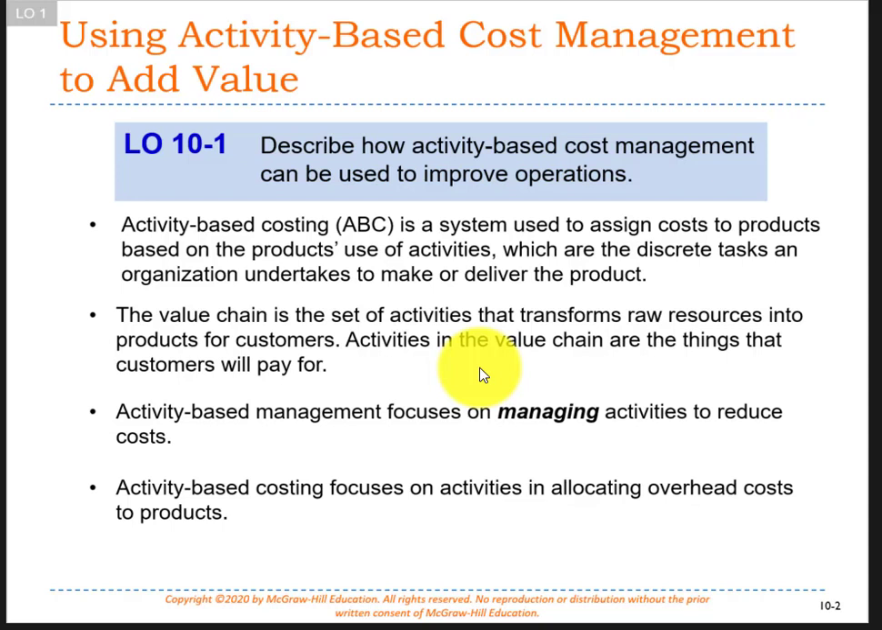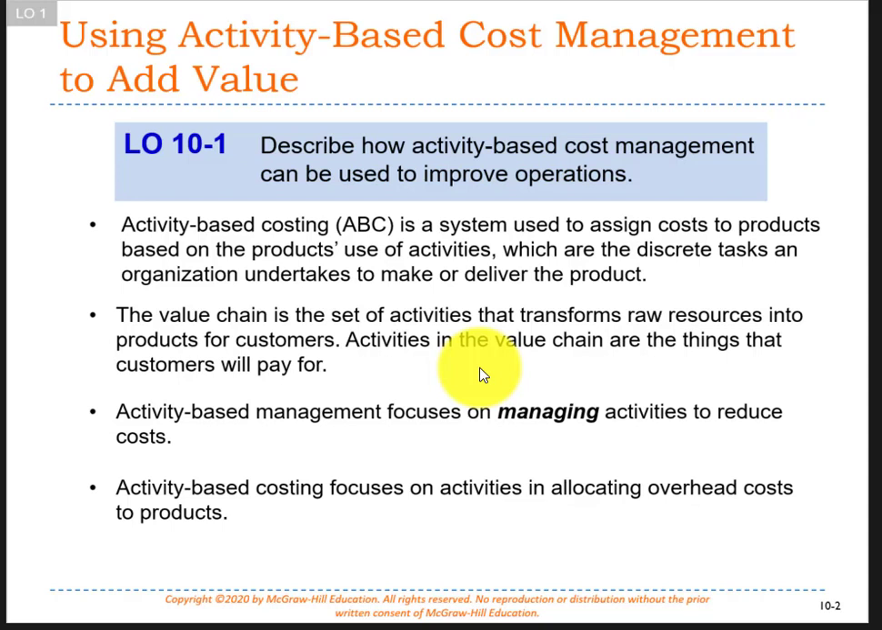All right, so remember, the idea of value chain is the things from all the way from the very basic raw materials up through when we deliver the product to customers, and even after the fact, the customer service provided after that. That's the value chain. That's what the customer sees as the value they're getting for your product.